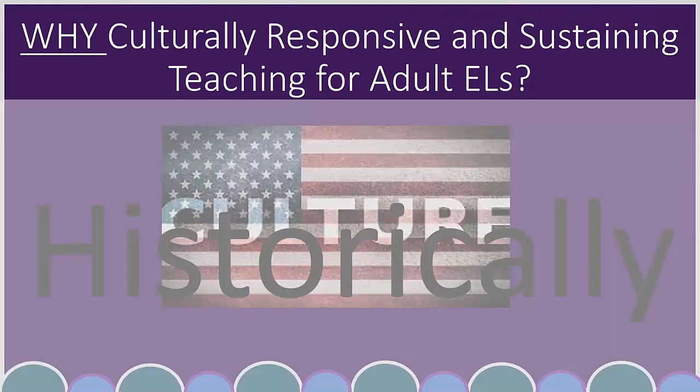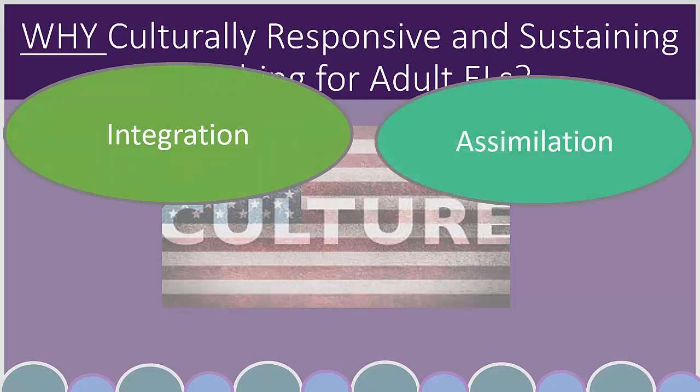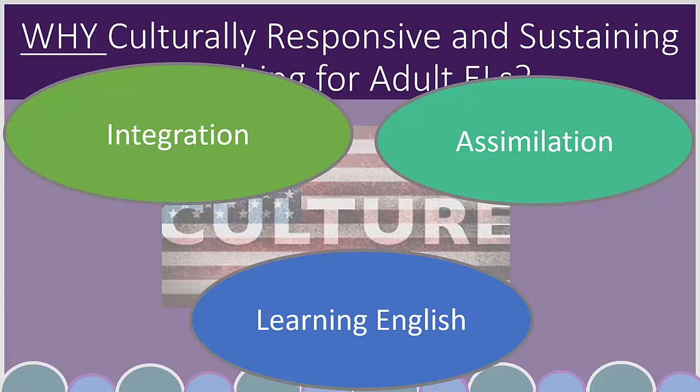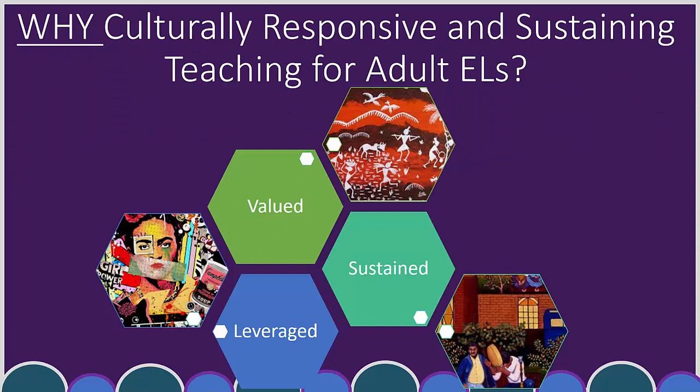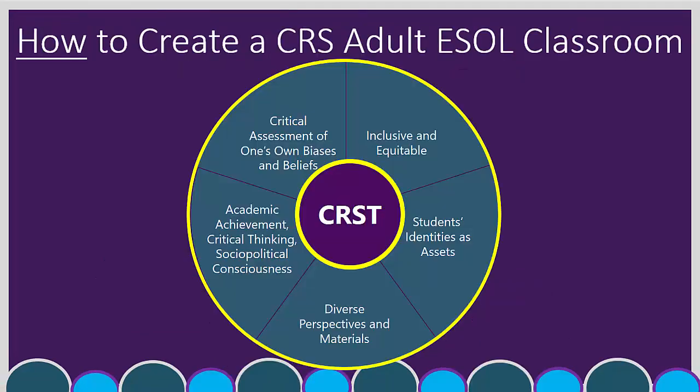CRST breaks down the hierarchy that has historically existed in the adult ESOL classroom, where the goal has been learners' integration and assimilation into the U.S. culture, along with learning English without necessarily considering the cultures and languages of the learners. In contrast, in a CRS adult ESOL classroom, learners' linguistic and cultural identities are valued, sustained, and leveraged for their learning. We've touched on what CRST is and why it is important. Now let's look at how you can create a culturally responsive and sustaining ESOL classroom.